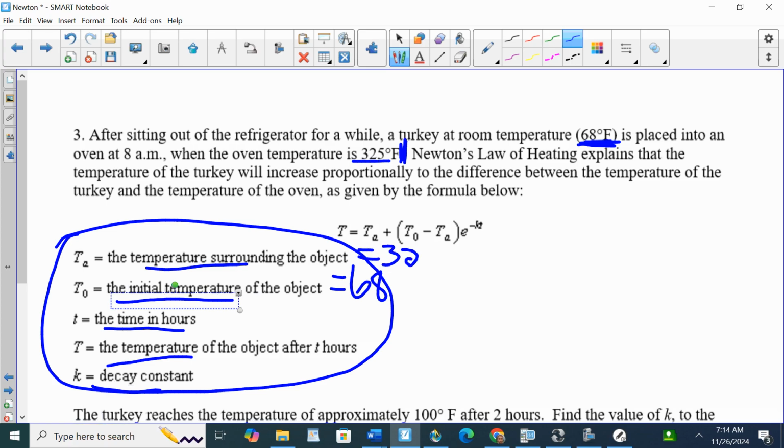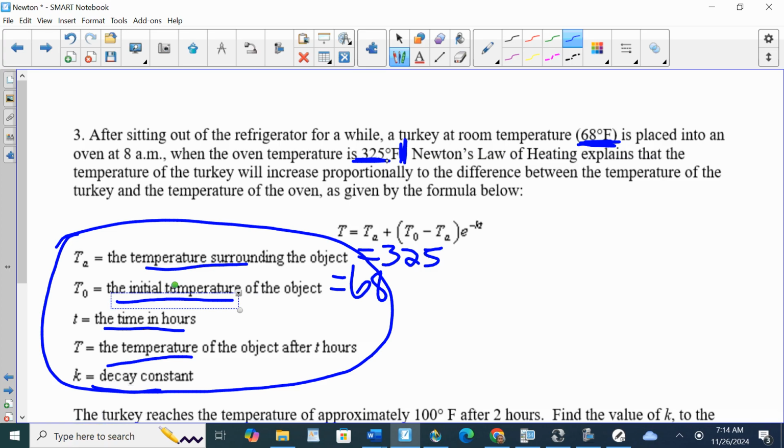You have to be very careful of this. If it's a law of cooling problem and it's sitting out at room temperature, the temperature surrounding the object would be 68, the room temperature. So you have to read carefully and see where the object is. In this case, the object is in the oven, so the surrounding temperature is 325. If I had taken it out of the oven and it was sitting at room temperature, then the temperature surrounding the object would be 68. So you have to just be careful and read what's going on.